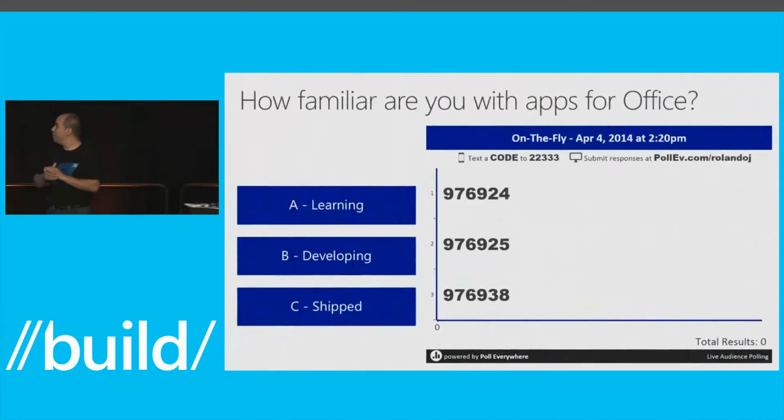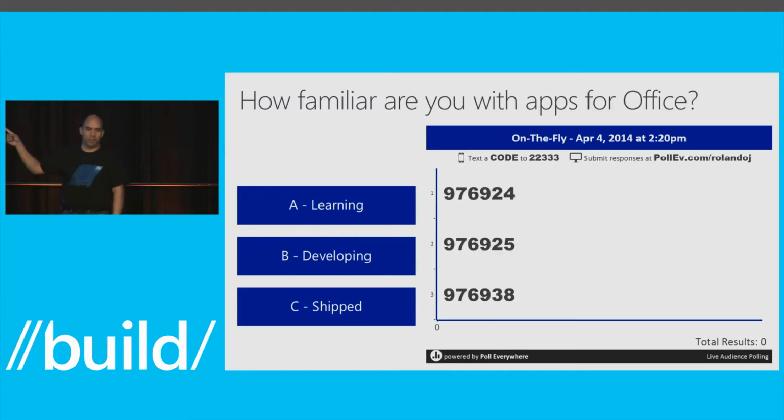I'm going to ask you, if you have a mobile browser or a browser available, you can go to pollev.com/RolandoJ right now and answer this poll. Or if you have your cell phone and prefer to text, you can text the code corresponding to the option that you want to the number 22333. So we'll see where we are in this audience in terms of familiarity with apps for Office.